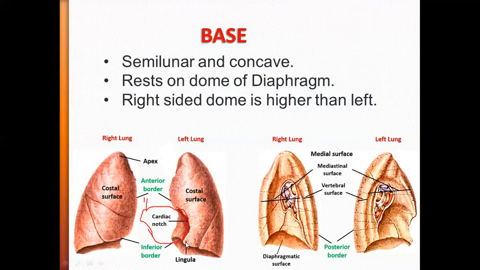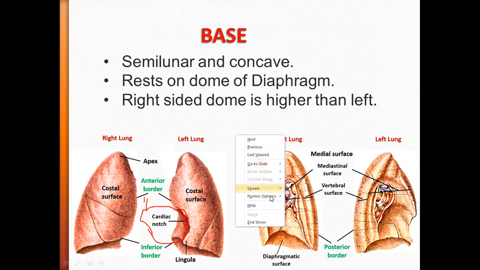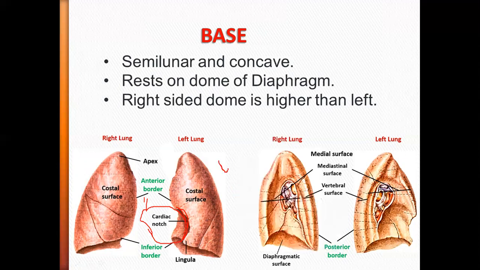And at the end of the cardiac notch, this part is a little bit elevated. It is going to look tongue shaped. The terminology we use for tongue is lingula. Because it looks like a tongue, we call it lingula. These two features you can see in the anterior border. That's it about the anterior border.